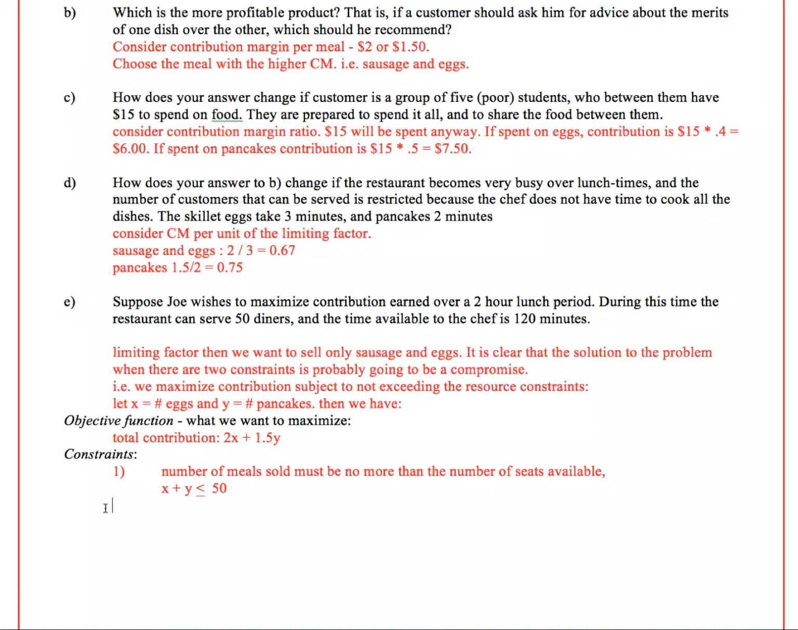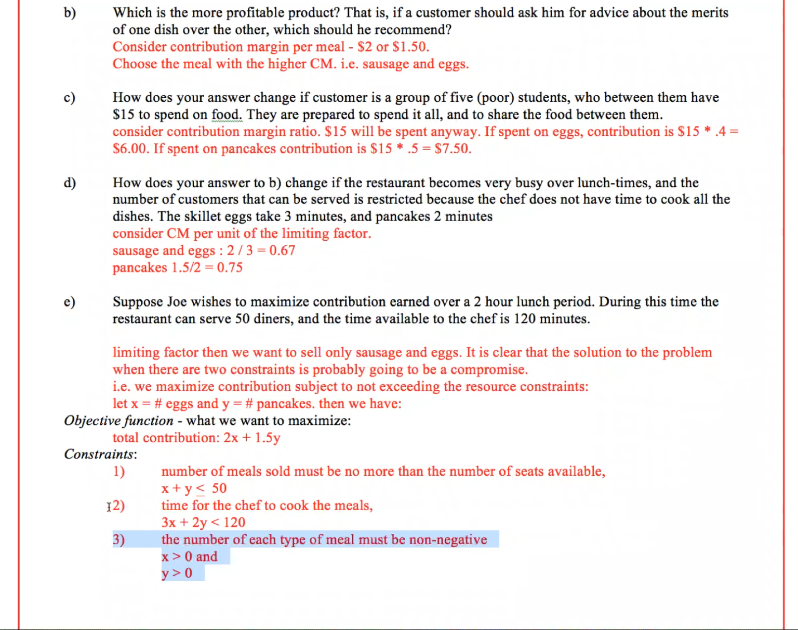And another constraint is that the time for the chef to cook the meals must be less than 120. So we know that the total cooking time is 3 minutes for every egg and 2 minutes for every pancake. So 3 times the number of egg meals plus 2 minutes times the number of y meals. It's got to be less than 120. And we also have constraints that we have to have a non-negative number of meals. You can't have negative meals, though in fact in this case that wouldn't be an issue.